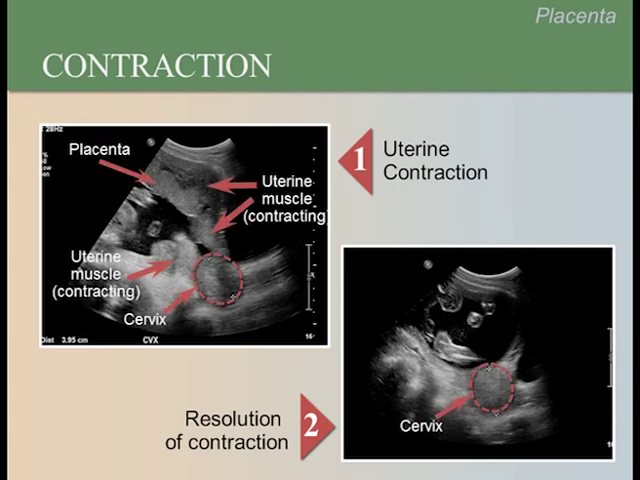Here we have labeled these structures. The uterus is contracting in several places in the left image. The anterior uterus is contracting, which pushes the placenta down and closer to the cervix. The lower uterine segment close to the cervix is also contracting, which produces a bulge on either side of the cervix. Notice that when the contraction resolves, the placenta is far from the cervix. In fact, we cannot even see it on this image.